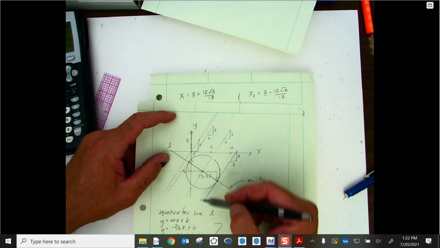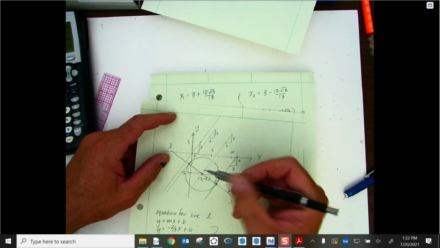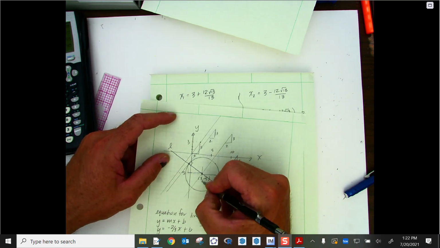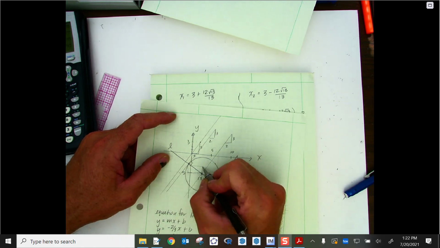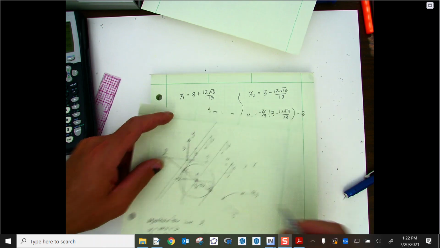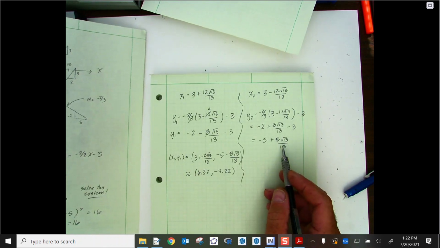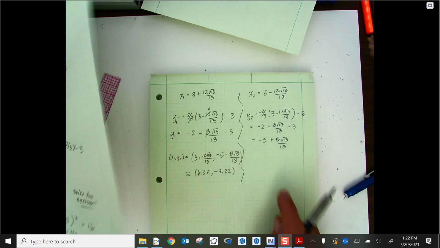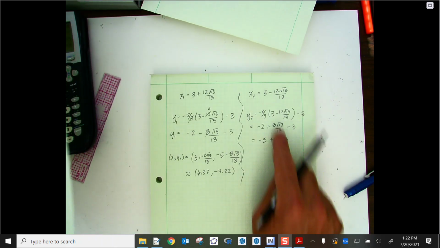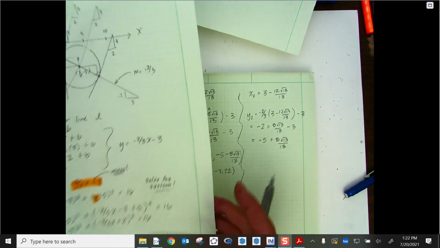So if I'm thinking up and down, I'm right here, and then I add and I subtract a certain amount for the y coordinate for these 2 points, right? So I add and subtract that. It looks like 8 root 13 over 13 to the -5. So just like the x-coordinate is centered at 3, the y-coordinates are centered at -5.